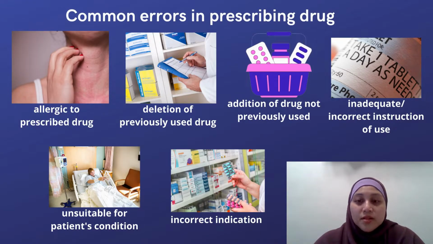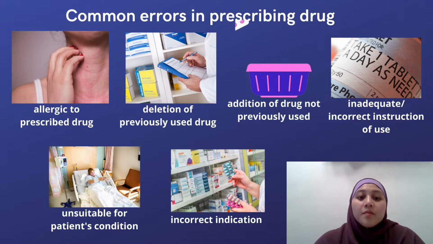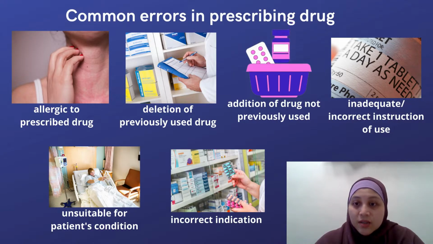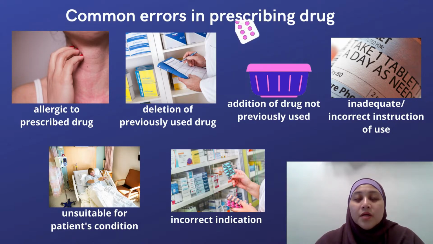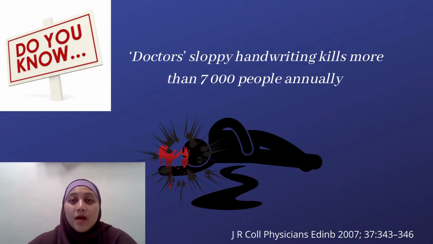Apart from what I have mentioned just now, prescribing errors in clinical practice also include prescribing an allergic drug, deletion of previously used drugs, addition of a drug not previously used, inadequate or incorrect instruction of the drug use, prescribing a drug which is unsuitable for the patient's condition, and prescribing a drug with an incorrect indication.